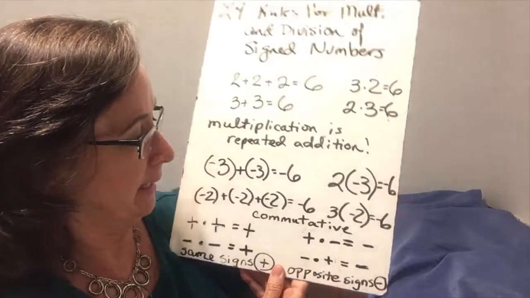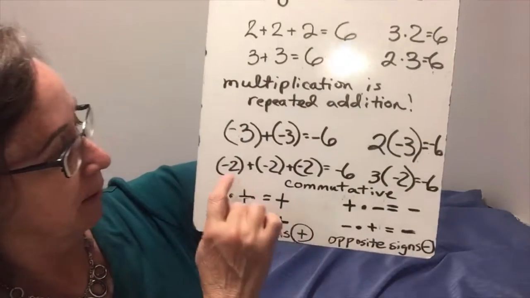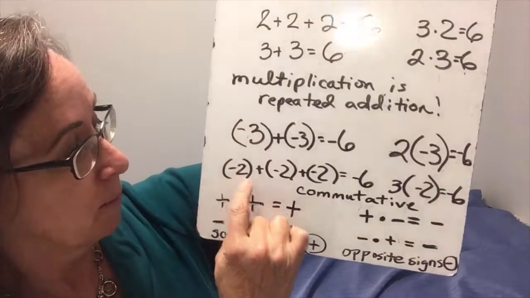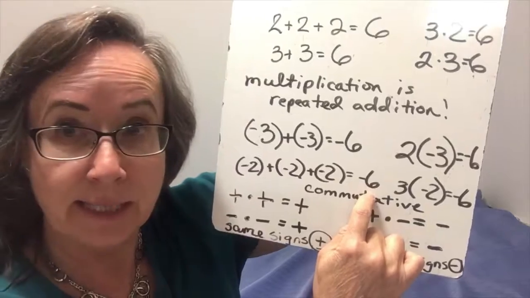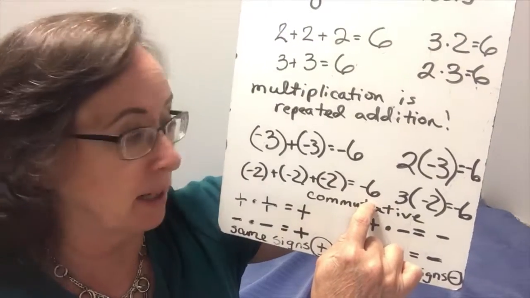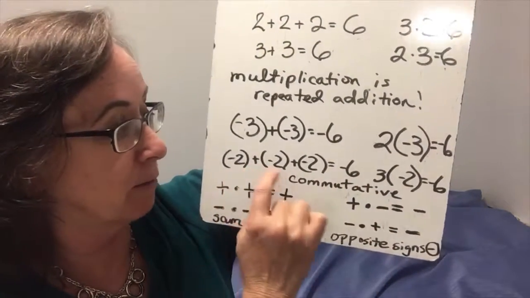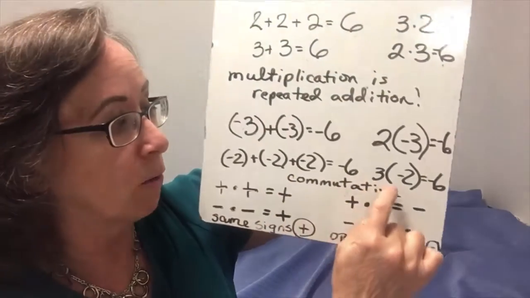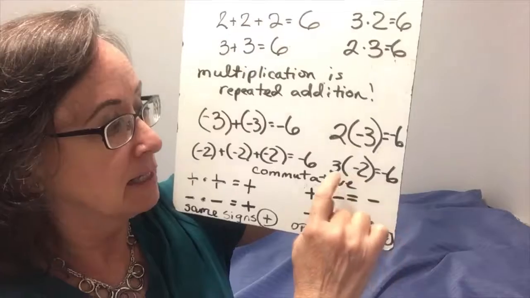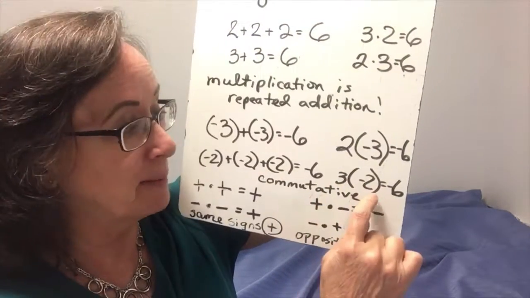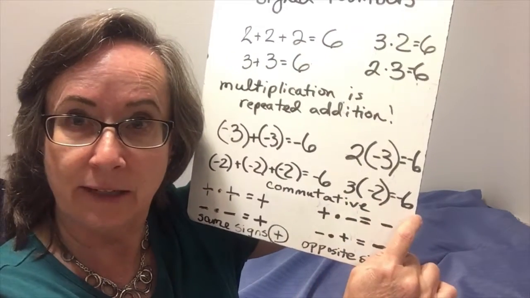Okay, and then let's look at another example. We have a negative 2 plus a negative 2 plus a negative 2 is a negative 6. Well, we can see that on the number line. So that is 3 groups of negative 2, or 3 times negative 2 is negative 6. So a positive number times a negative number is a negative number.